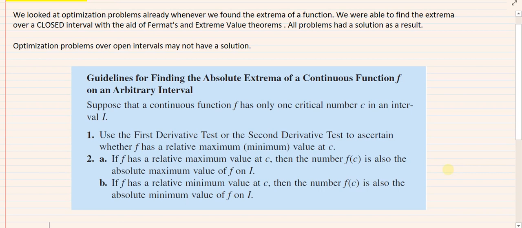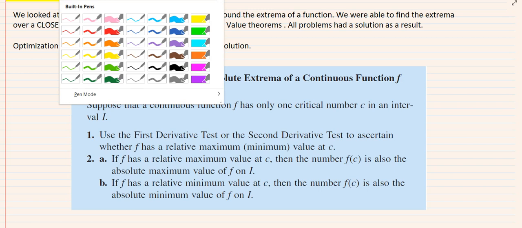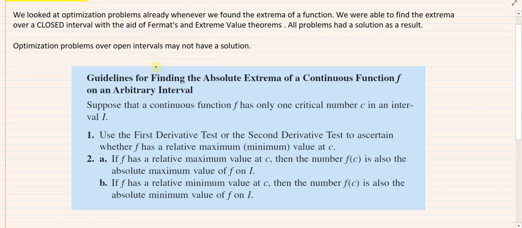So the guideline goes, suppose we have a continuous function with only one critical number. So that's important. We have to have only one critical number. And when there's only one critical number inside the interval, then we can do either the first or second derivative test to find the relative extrema of the function at that point, at c.